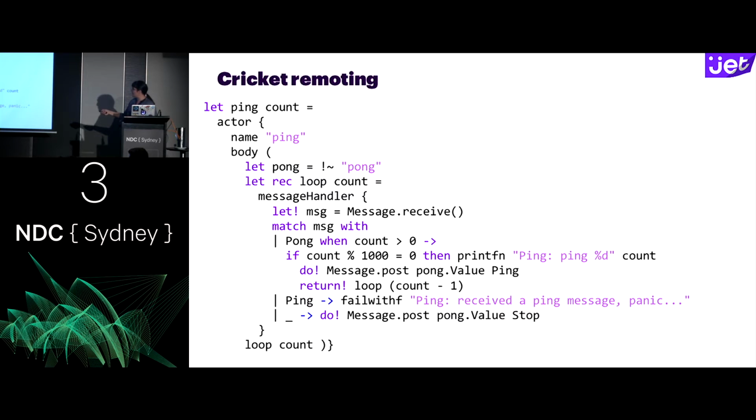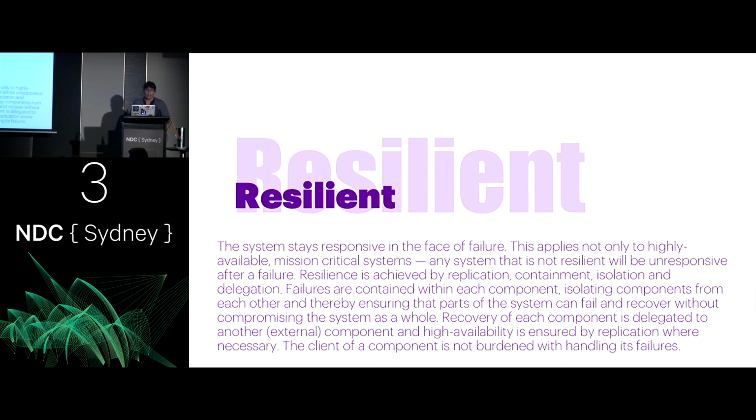We're still receiving a message. We're still matching that message with a pong, or it's receiving a ping message from ping, which is bad. Otherwise, in some other case where it's either not pong or ping, something is terrible and you should stop. But there is nothing here that's different when you're actually using remoting. So that's how you would handle message-driven.